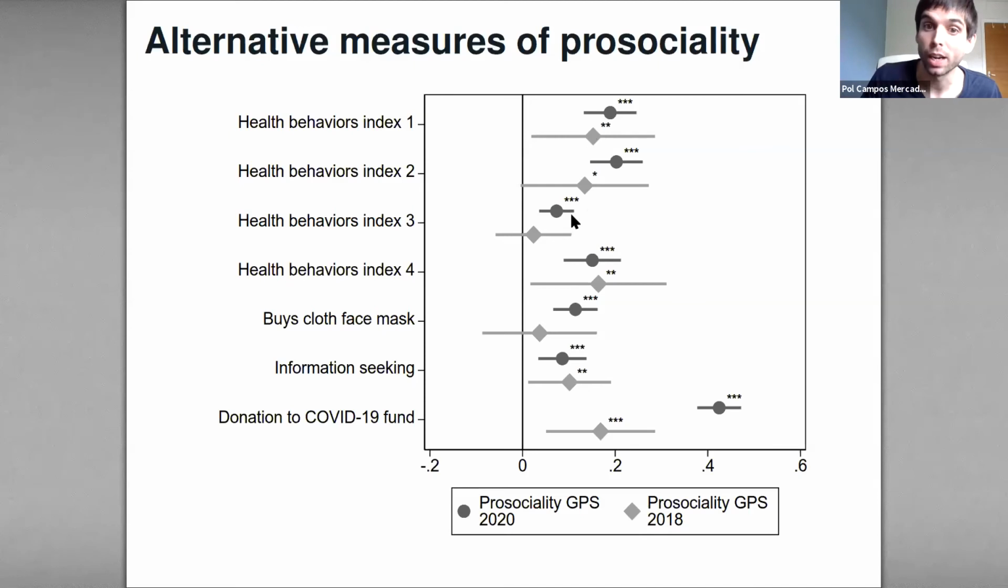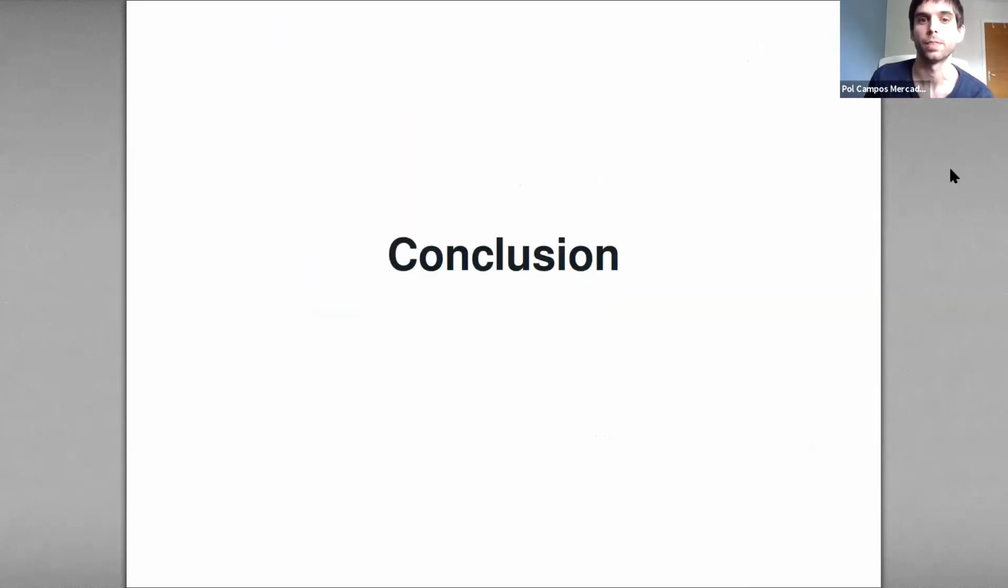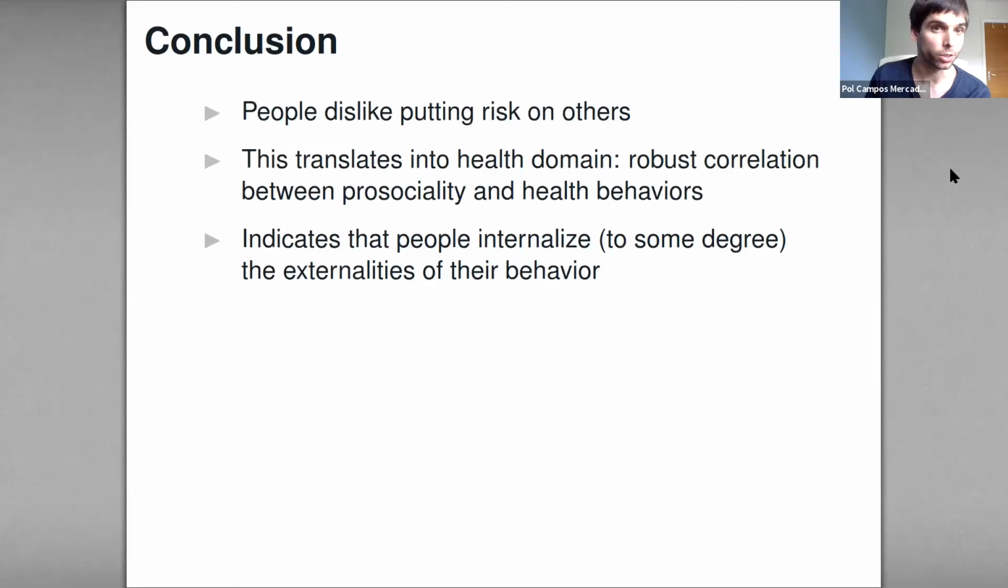And it does. While the coefficients are noisier, because we have fewer people, we still see that people who were more pro-social 2 years ago are also those who have better health behaviors nowadays. So it looks like people are indeed considering others with their health behaviors. People who are more pro-social, more averse to putting others at risk, are also those who are behaving better. Now, let me conclude.